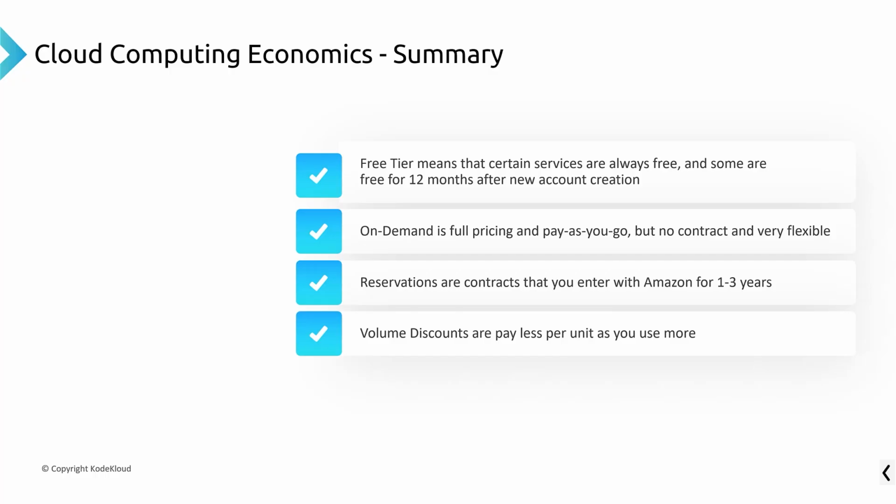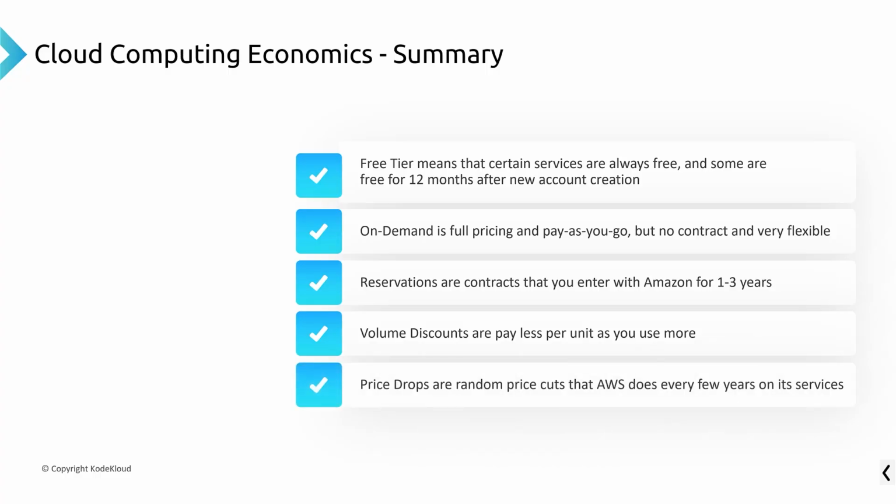Know that volume discounts are always at play on a per unit basis, particularly for consumption services like storage or networking. You pay less per unit as you scale up. Know that Amazon has done a number of price drops, and every few years they usually do some on their services. Usually when they release a new version of an old service, they will cut the price, add more features, make it faster and more performant, and you're going to get a lower price point for that feature.